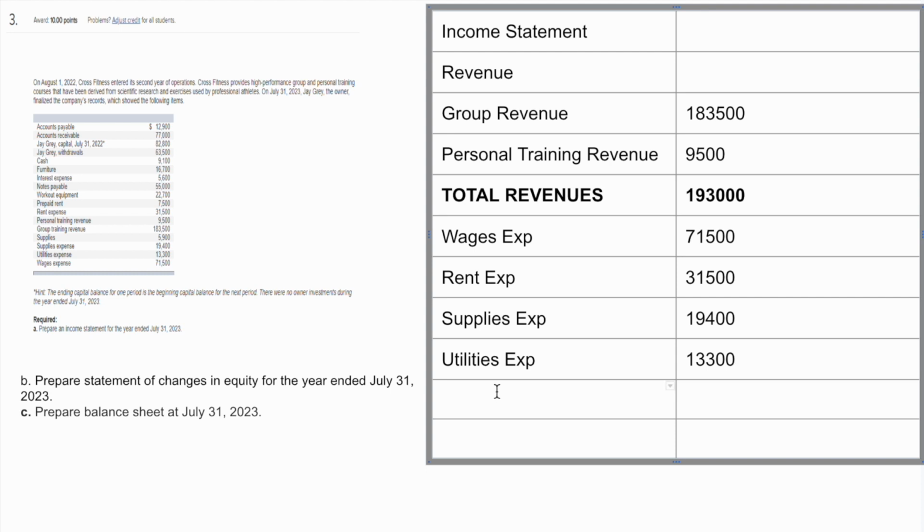And we've got, what else have we got there? We've got interest expense.